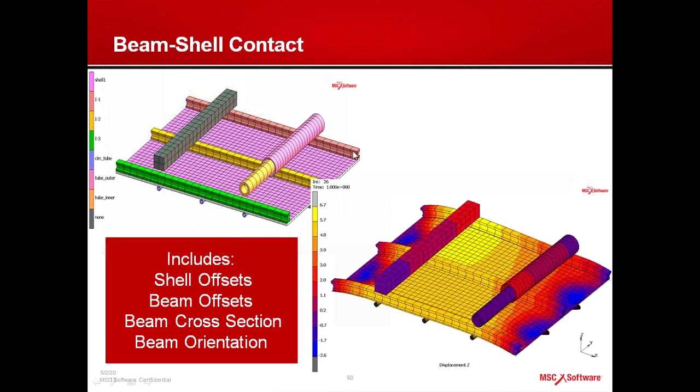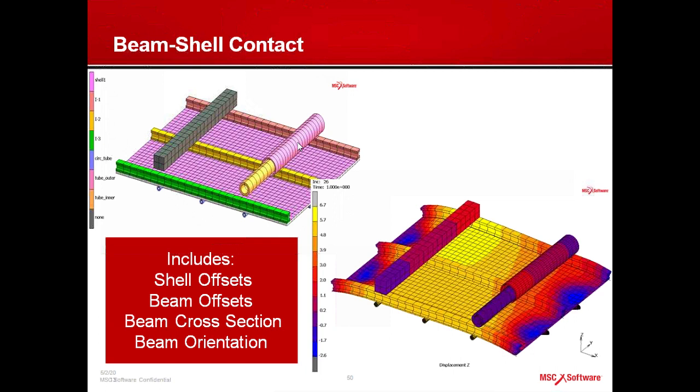So one can observe here we have basically an I-beam contacting a shell, multiple I-beams as stiffeners. We have here a couple of beams below, simple beams. Here we have square section beams. Here we have a beam within a beam. And we can include beam offsets. We can include shell offsets.